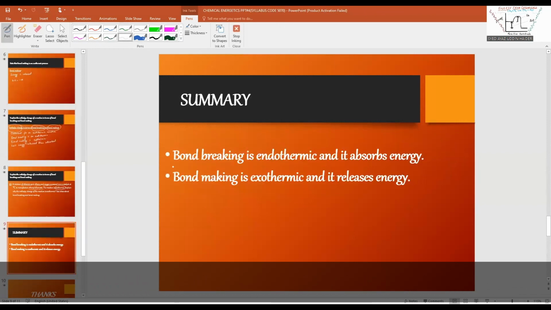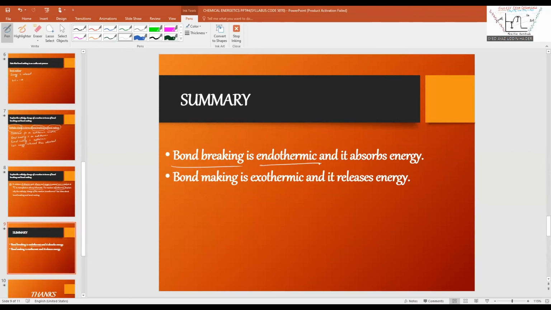In summary, bond breaking is endothermic and it absorbs energy. Bond making is exothermic and it releases energy.